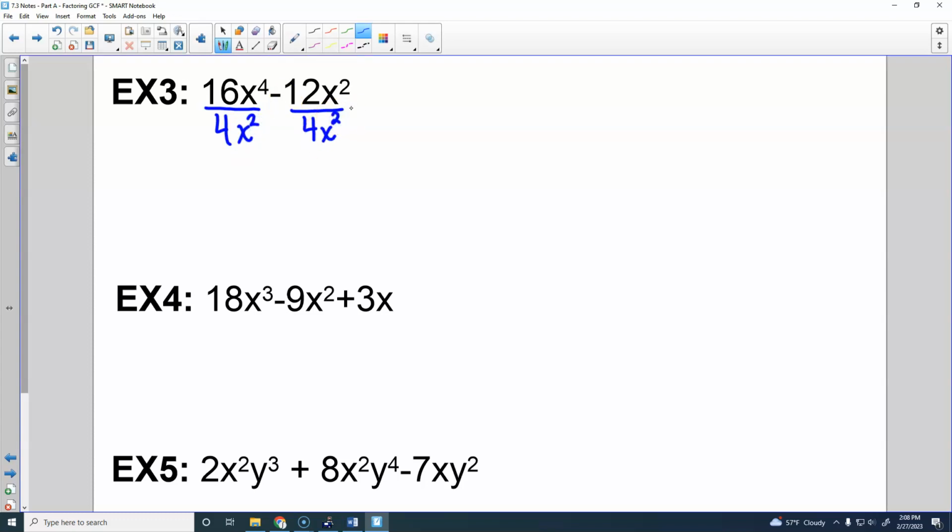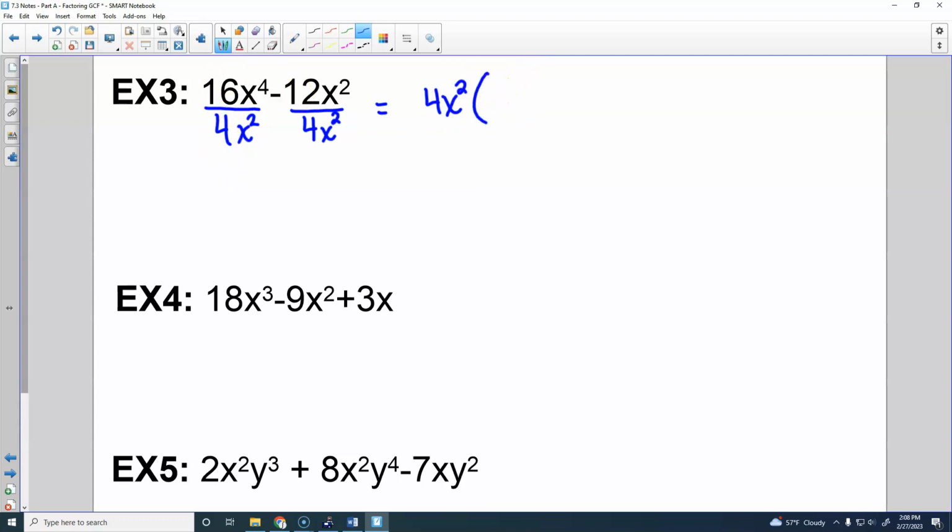It's going to be whatever your lowest exponent is for your variables, right? And there has to be a variable with every single term for you to do that. So if you have like a plus 10 on the end, then you couldn't do it for this problem. All right, but both of these are divisible by 4x squared, so I am going to put the 4x squared out front, and then I'm just going to do my division.